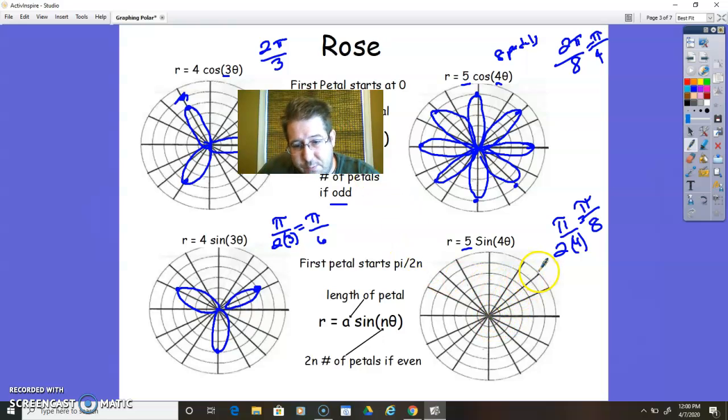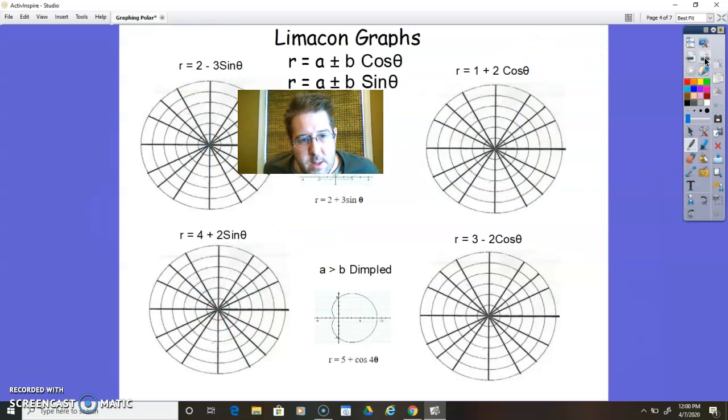Well, pi over 4 is 45 degrees. Pi over 8 is 22.5 degrees. Well, I don't have a line for that, so I'm just going to have to rough guess. It's about right there. That's halfway to here. And then every petal is going to be, so this petal is actually here, and then this petal is actually going to be a little further, and this petal is going to be a little bit further. So it's going to look the exact same as this, only every petal is going to be turned 22.5 degrees. And I'm going to let you figure that out to save a little bit of time.